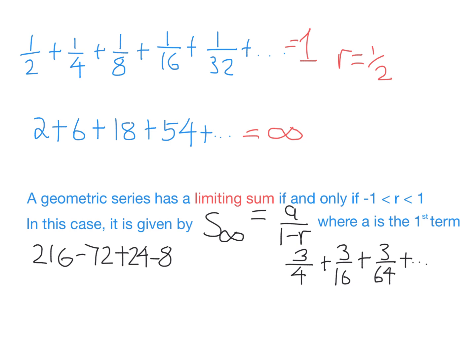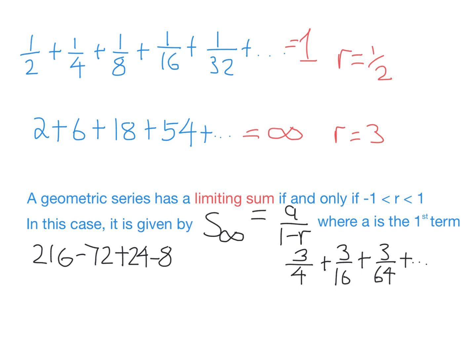It will be infinite. If you add infinitely many terms of this series, you will get an infinite sum. So why does this have a limiting sum and this one didn't? Well, it's all to do with the R value. In this series here, R is equal to 3. If you take a term, you multiply it by 3 to get the next term.